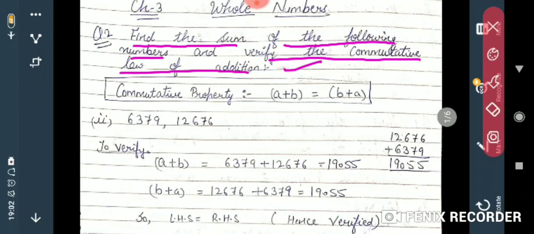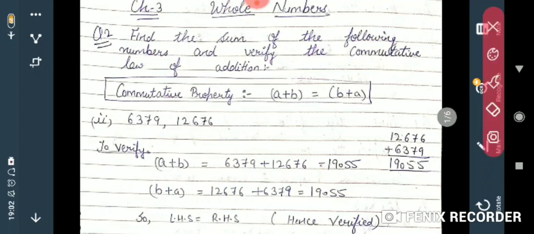What you have to verify? The commutative law of addition. What is the commutative law of addition? That A plus B should be equal to B plus A. That means this LHS A plus B should be equal to this RHS B plus A. So the question is 6379 and 12676. Here the value of A is 6379 and the value of B is 12676.